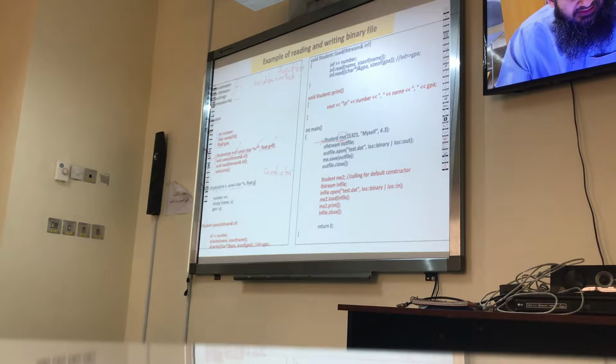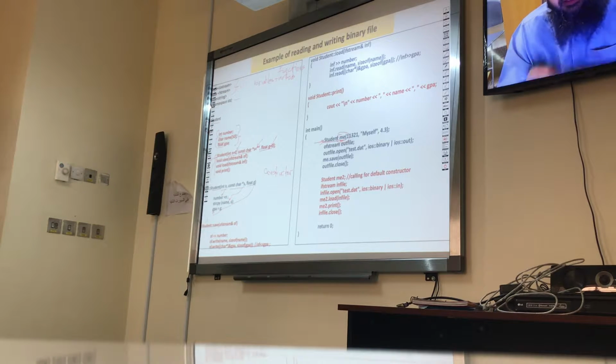This constructor does nothing but copy the inputs into the variables. So it copies n into number, it copies this array into the variable name, and it copies the floating point number g into the variable GPA. Okay. So after the constructor is run, these variables will become populated, meaning they will get their values.